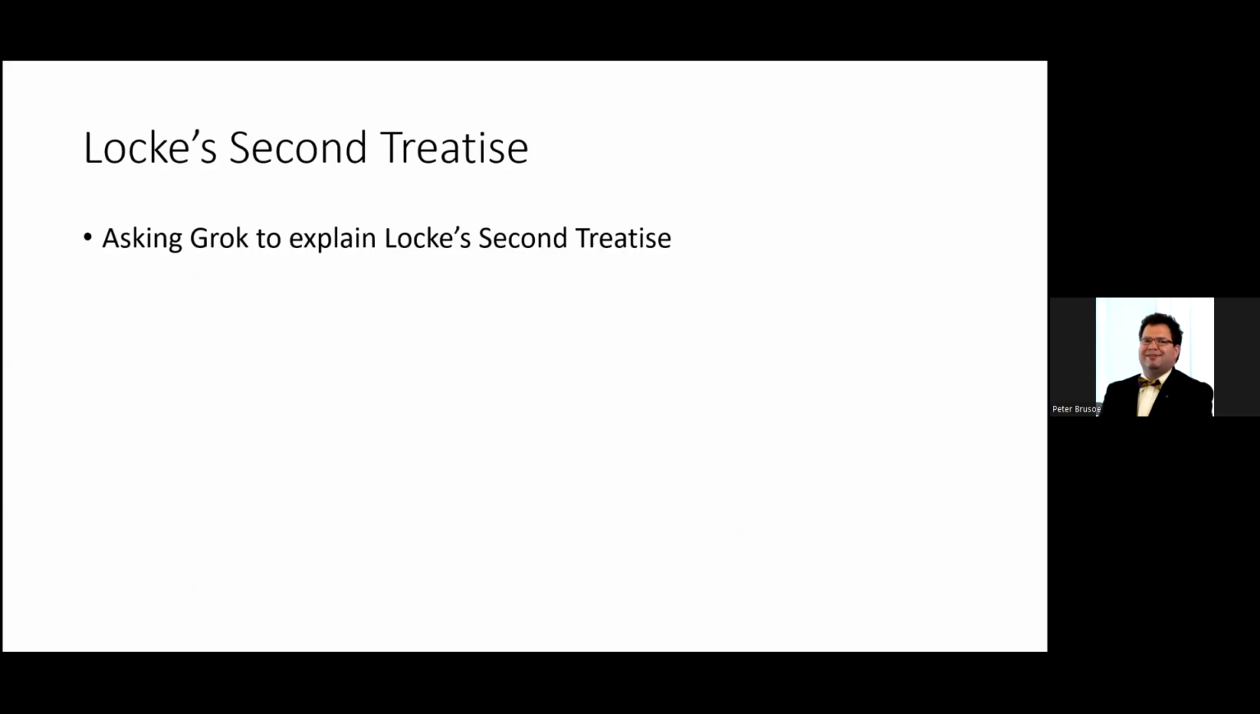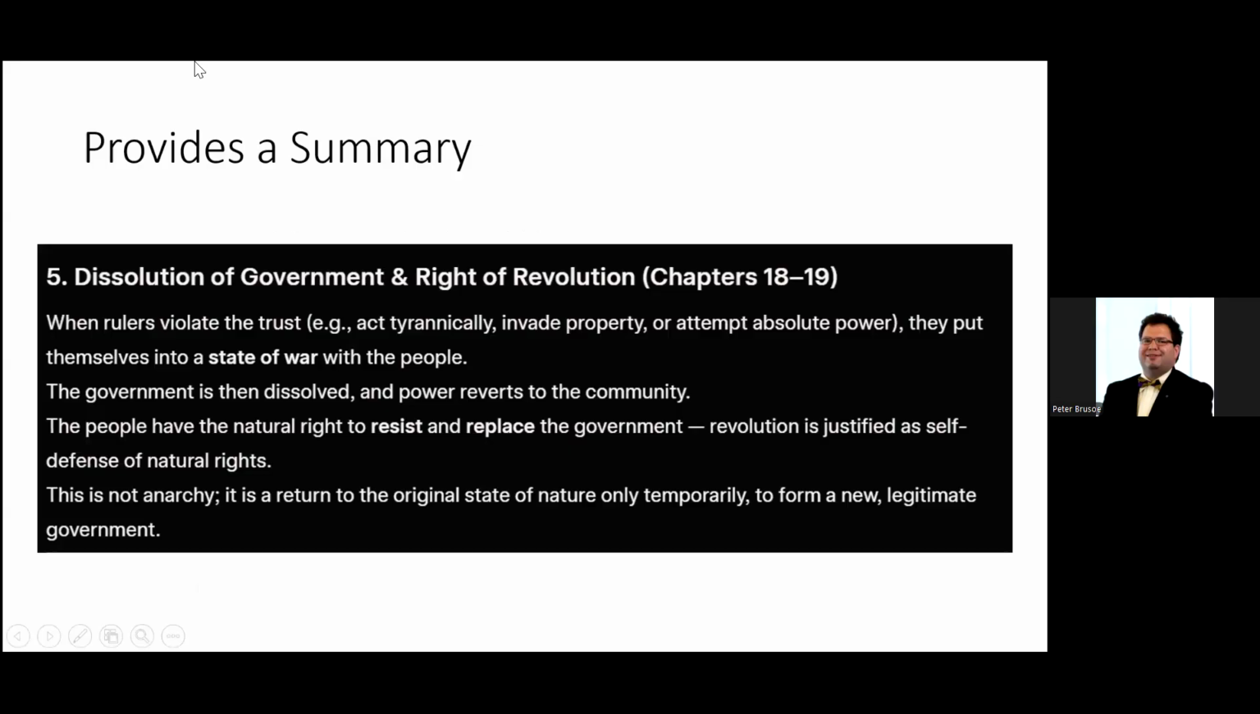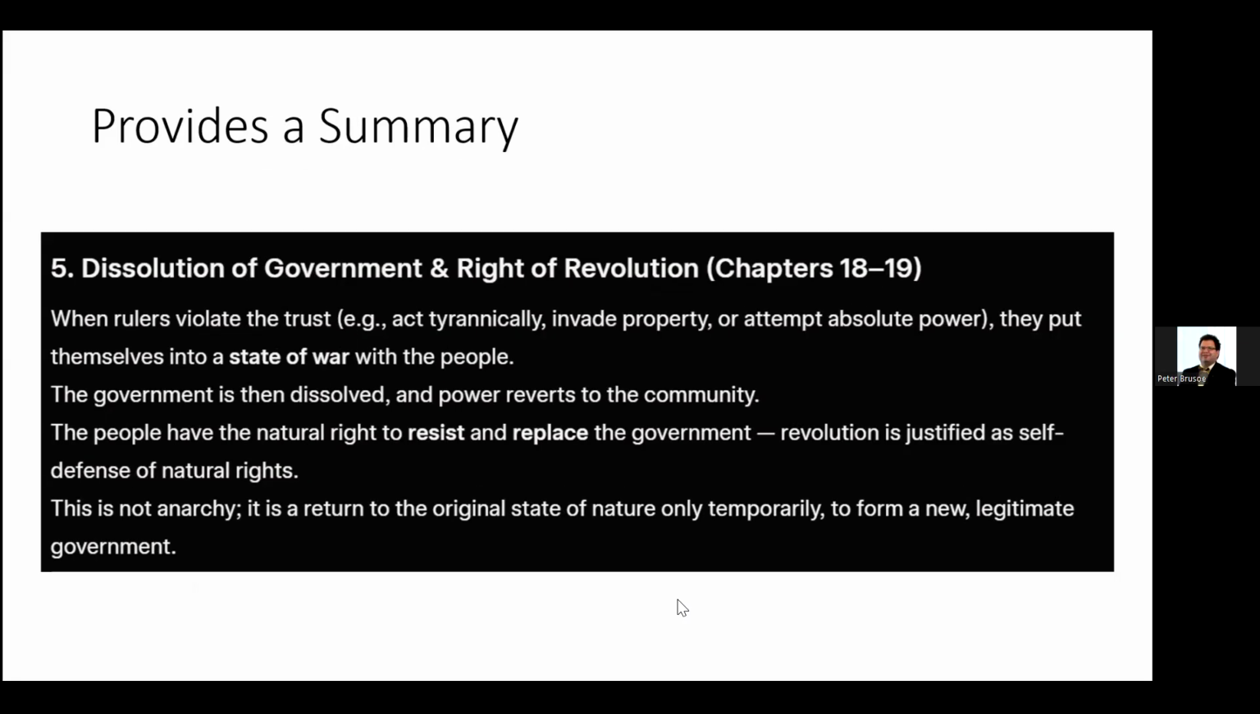One of the things I like to use is Grok, which we use a lot. It's a great way for us to take the theories of the 18th century and make them easily digestible. So here we have asking it to translate chapters 18 through 19. It gives a really brief summary. On the screen, Dissolution of Government and the Right of Revolution, chapters 18 and 19. They go through and say, look, when the rulers violate the trust, they put themselves into a state of war with the people.